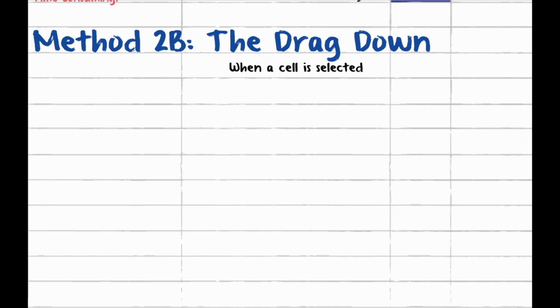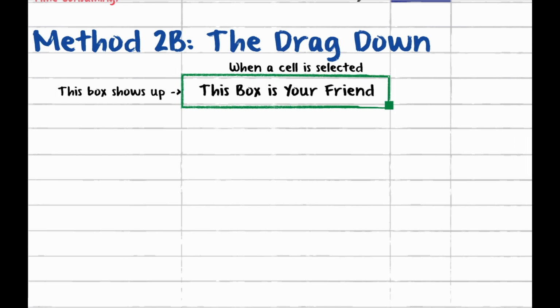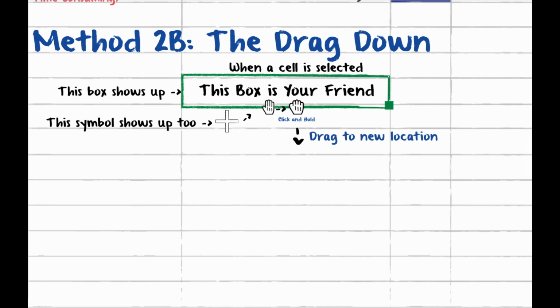When a cell is selected, this green box shows up around it. This box is your friend. Also, when a cell is selected, your mouse cursor changes to a white plus sign. Move that plus sign over the edge of the green box, the cursor now changes into a small hand, and by clicking and holding the edge of that cell, that hand closes into a fist, letting you know that you have a hold of that cell and can now move it to a new location.